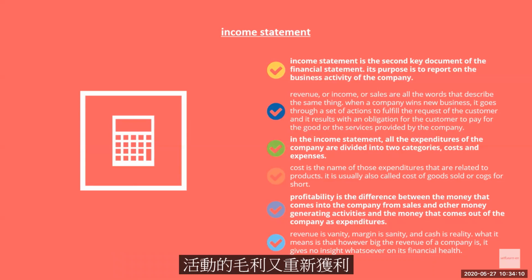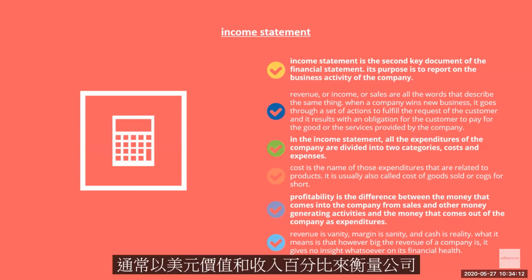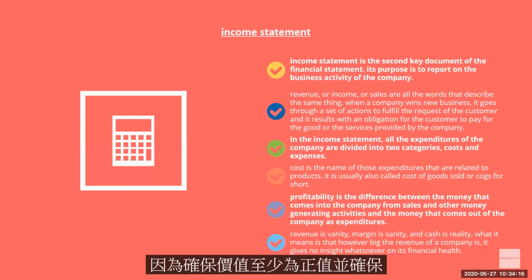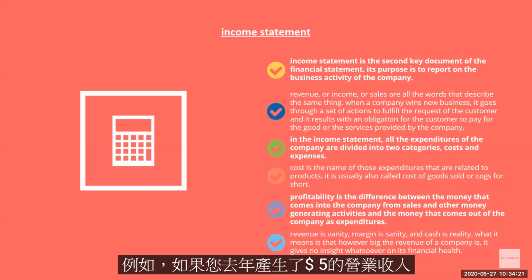Again, as for gross margin, the operating income of a company is usually measured in both dollar value and percentage of revenue, as it is as important to ensure the value is at least positive and to ensure that the operating income of the company is relevant to the amount of revenue generated.